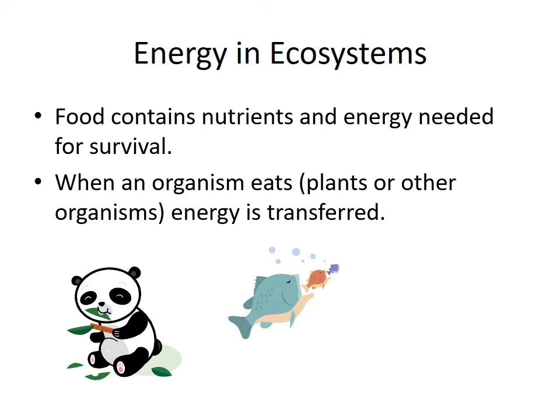So one fish is being eaten by a bigger fish. The energy that's in that smaller fish gets transferred to a bigger fish. When a panda bear is eating the leaves, the energy that's in the leaf gets transferred to the bear.